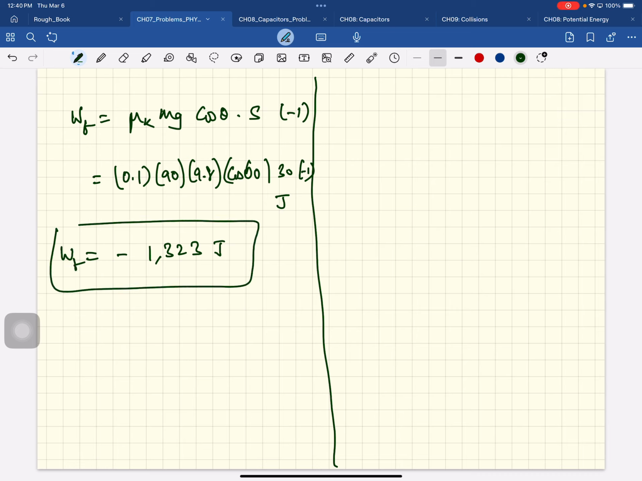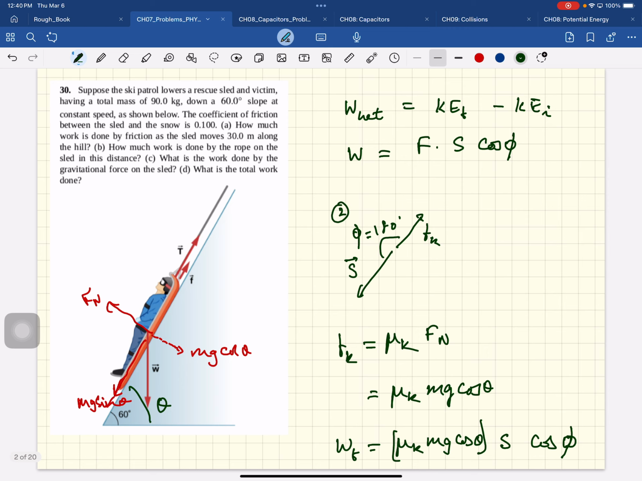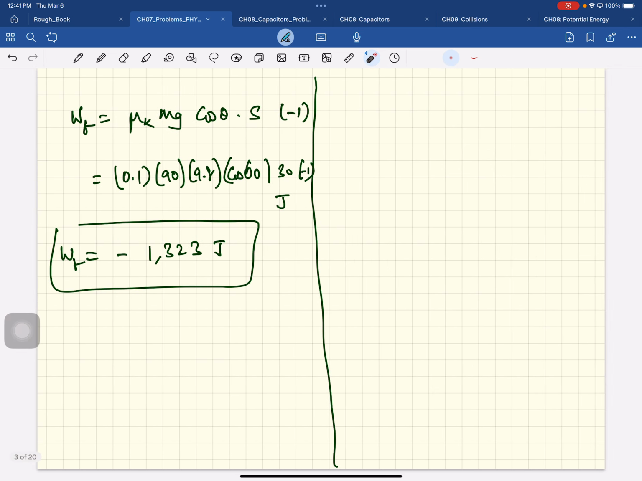Everybody understand that? Again, there are two angles going on. Mg cosine theta involves this angle theta. The work done by the friction force depends on this angle phi, which is 180 degrees. So this was the friction force, this was the displacement, and this was the angle between the force and the displacement. So there's the work done by the friction force.